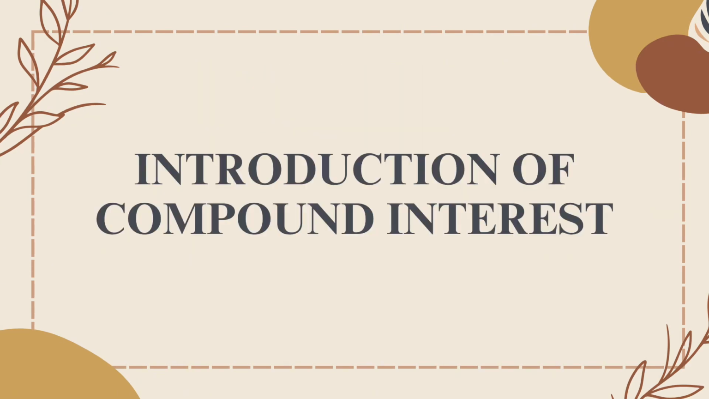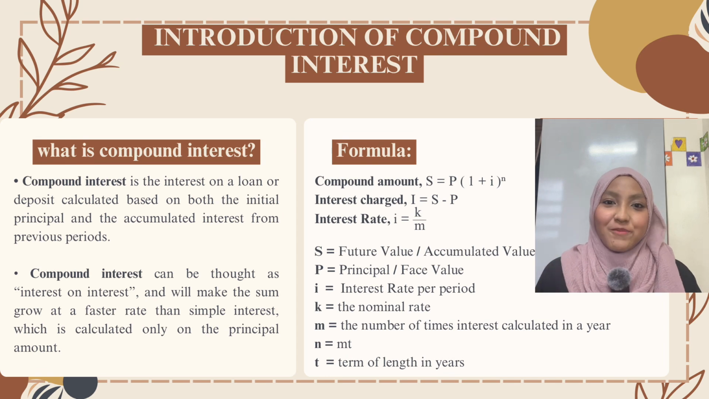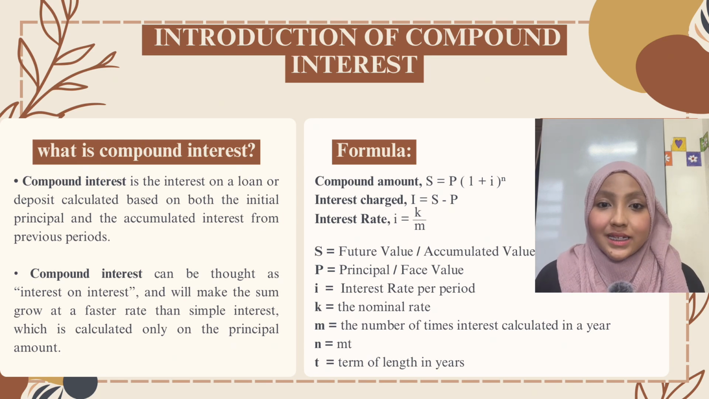Right now, I want to explain about compound interest. So, what is compound interest actually? Compound interest is the interest on a loan or deposit calculated based on both the initial principal and the accumulated interest from previous periods. It can also be thought of as interest on interest, and it makes the sum grow at a faster rate than simple interest, which is calculated on the principal amount only.